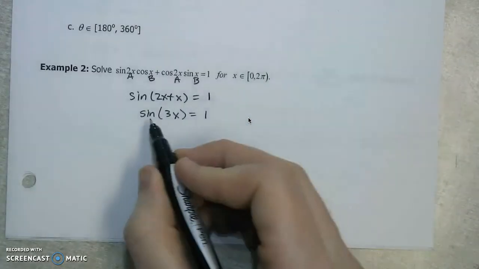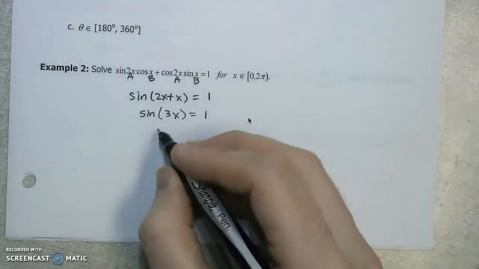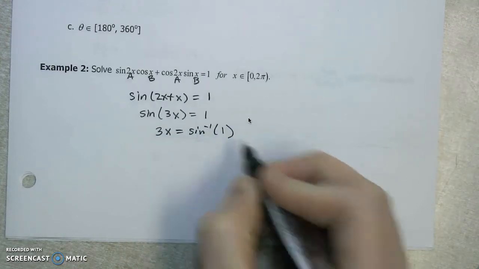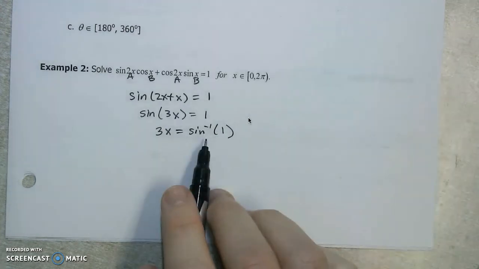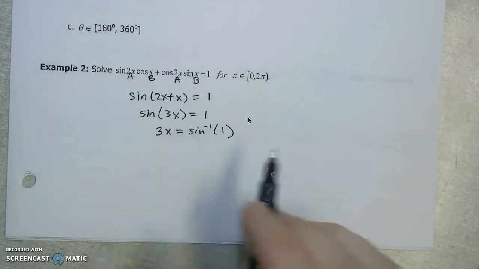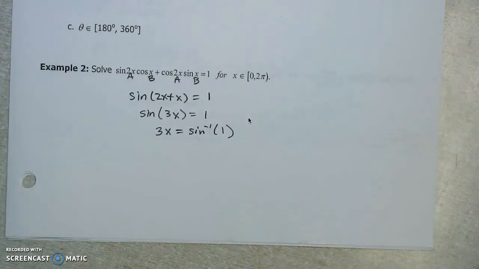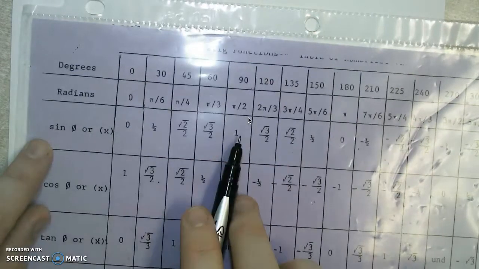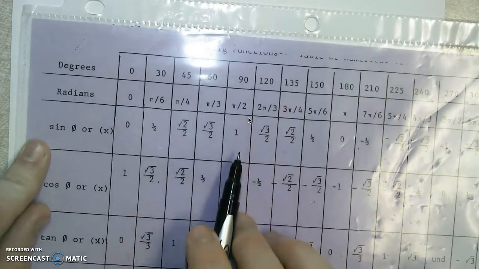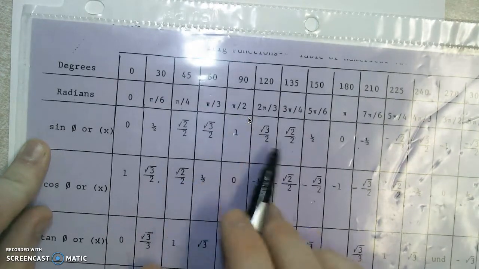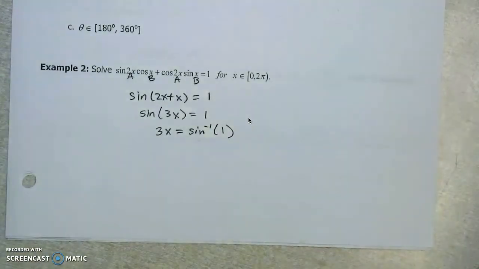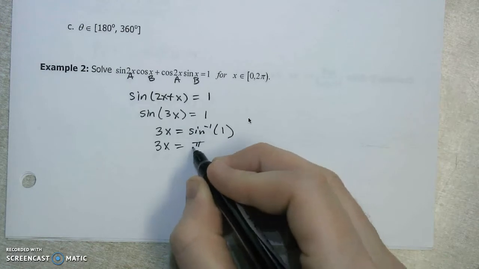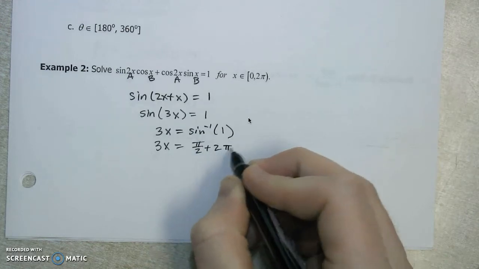Then we want to try to isolate x. So we're going to get rid of the sine. We're going to do inverse sine to the other side. And then as soon as you do inverse, now you want to look up when is sine 1. You can look at your unit circle or you can look at your chart. Sine is 1 at pi over 2, and that's the only place where it's 1. So right now we've got 3x equals pi over 2 plus 2 pi n.